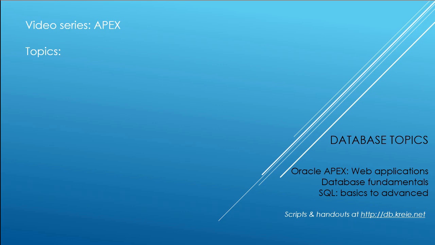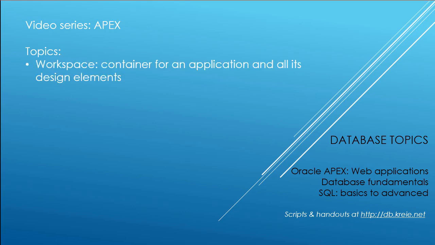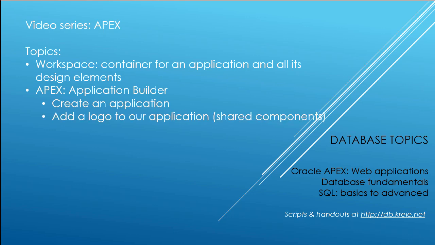In this video, we're going to get started with our application. Remember, we have a workspace in APEX, which serves as a container for all the design elements, pages, buttons, links, that belong in the application. And we can actually have more than one application in that workspace. But we're going to use Application Builder in APEX to create an application. We will add a logo to our application, which we'll find the option for in Shared Components, and we will create a simple form.